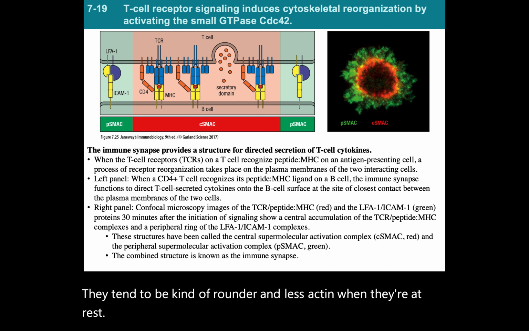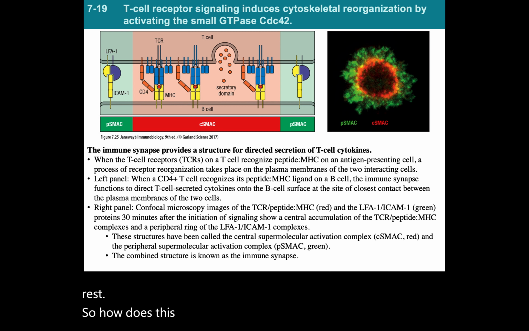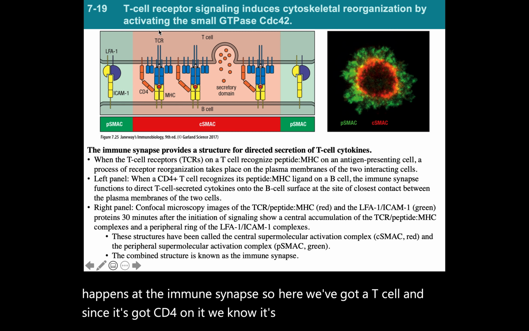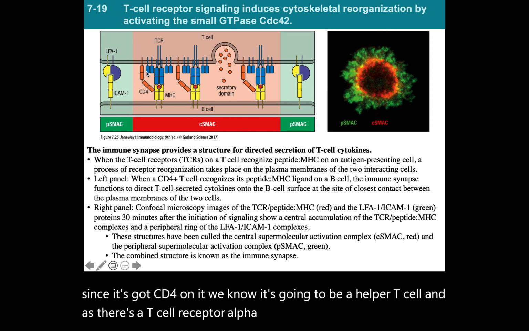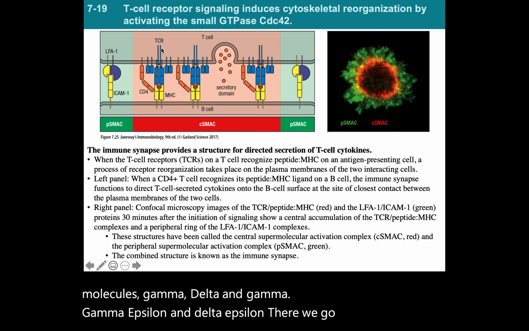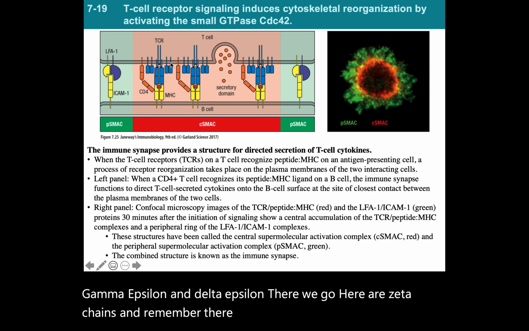So, how does this work? Well, this is going to be a thing that happens at the immune synapse. So here we've got a T cell, and since it's got CD4 on it, we know it's going to be a helper T cell. And so there's our T cell receptor, alpha and beta. Here are our CD3 molecules, gamma epsilon and delta epsilon. There we go. Here are our zeta chains, and remember there are ITAMs on each of these, and 3 ITAMs on each zeta chain.